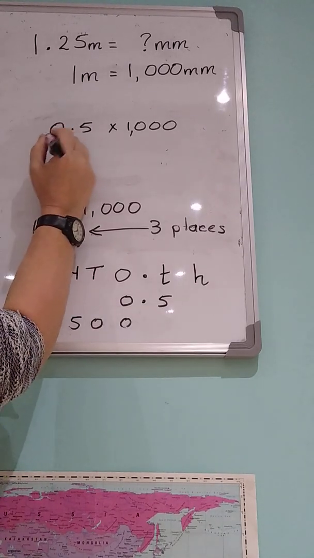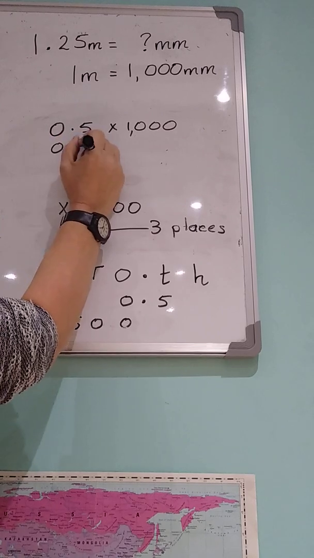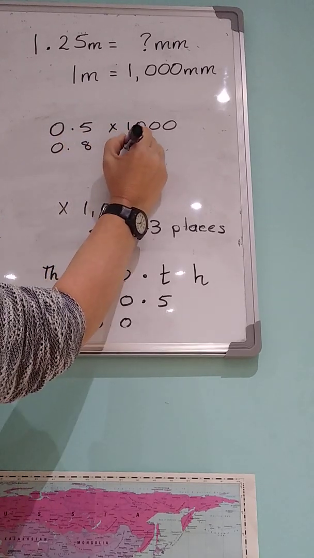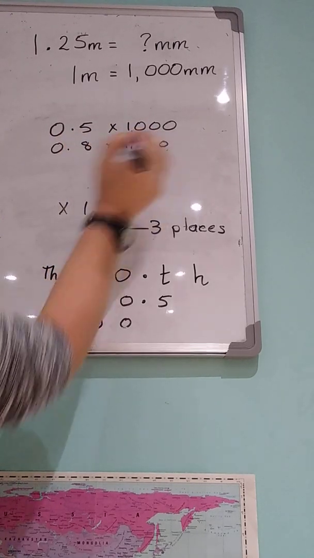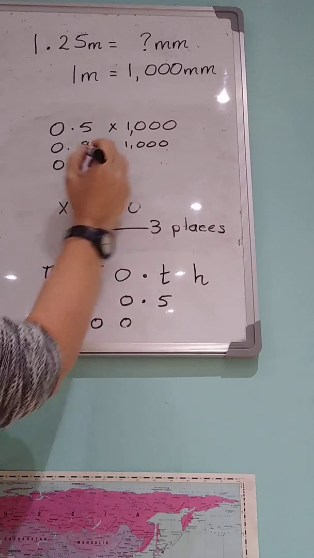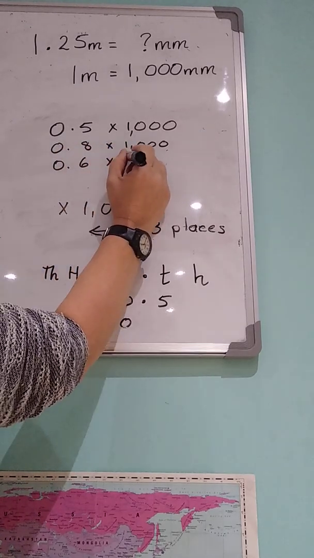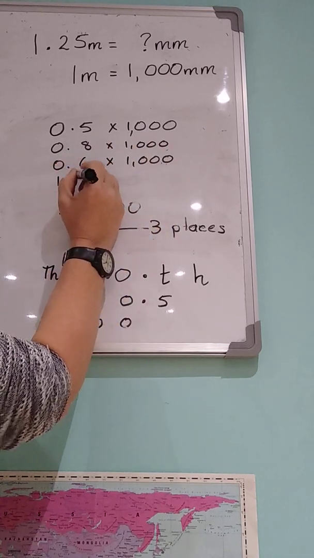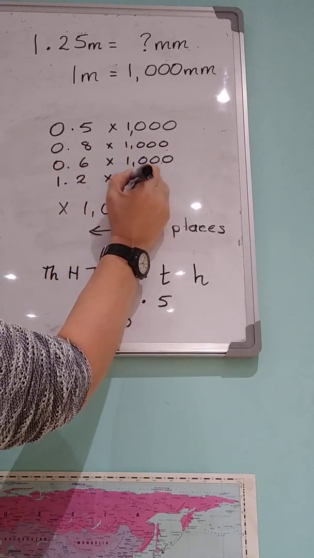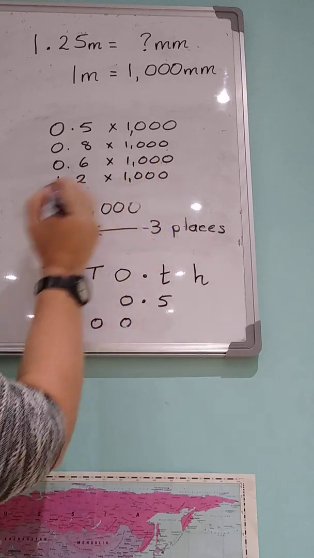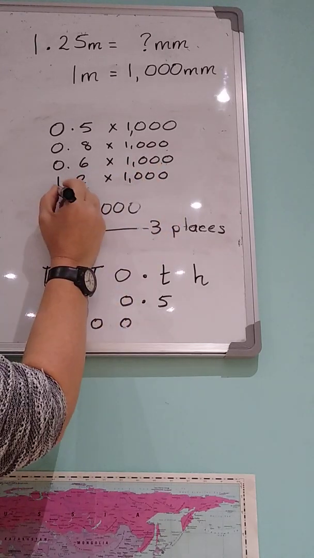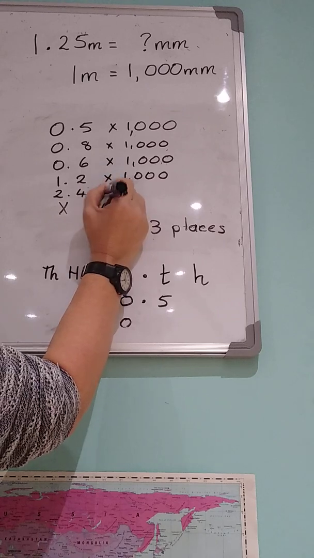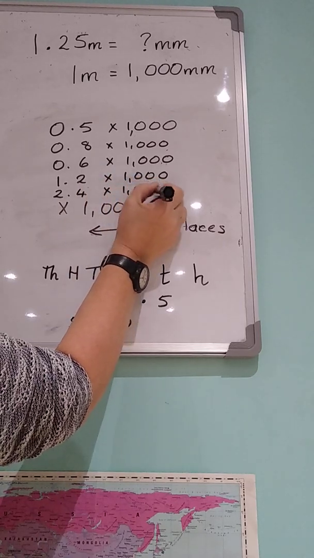Here are some more examples for you to try of decimals multiplied by 1,000. So try these on your whiteboard or your piece of paper. If you need to, you can pause the video to give you a chance to get it done, and then here are your answers.